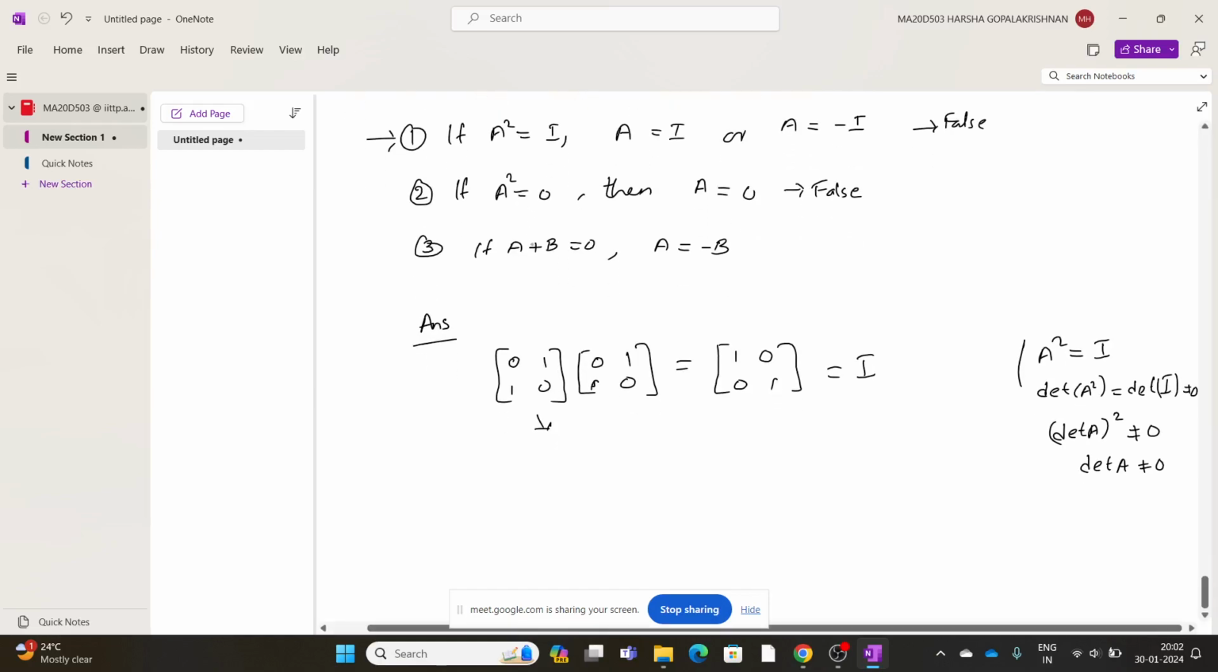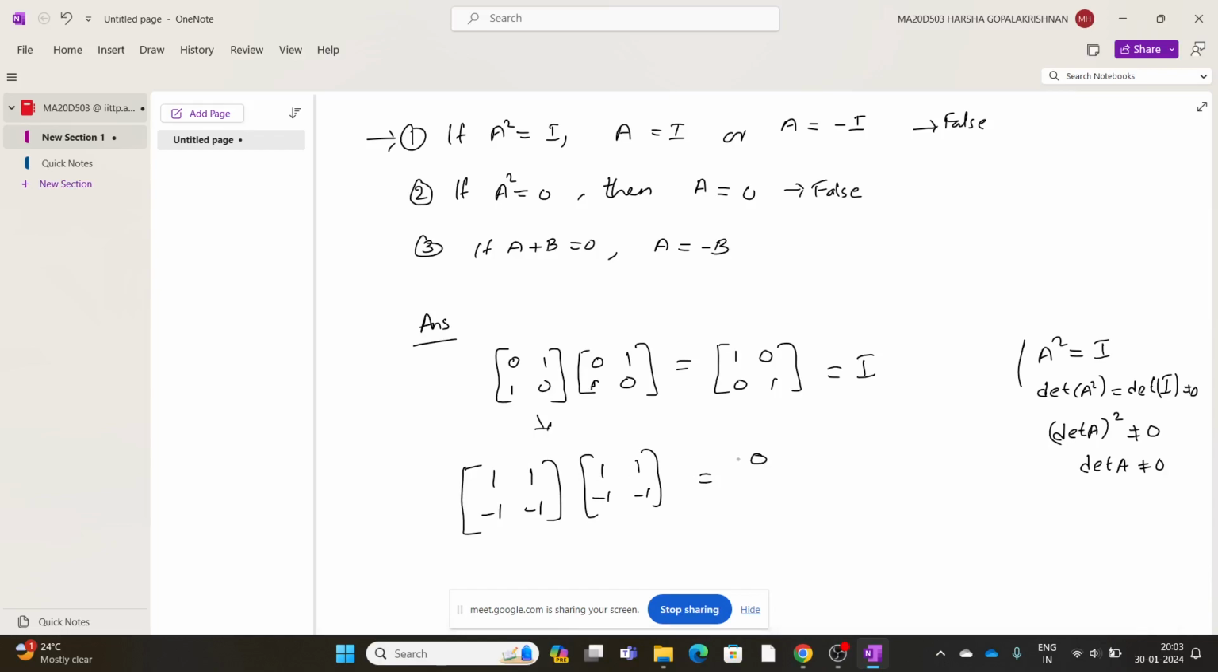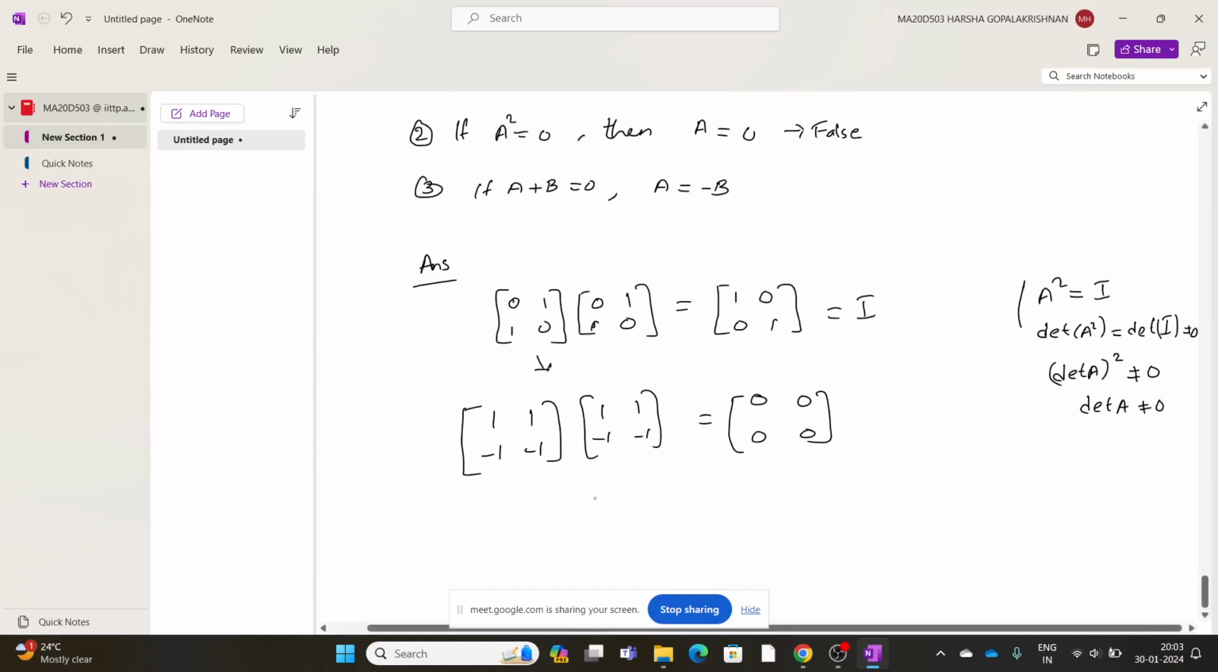-1 to cross two matrix. 1 1 minus 1 minus 1. Okay, let me check. I'm not sure about this. So what we will get is 1 minus 1 0, 1 minus 1 0, 0. Okay, this is correct. Just check the calculation again. This A square is 0, but it is not a 0 matrix.